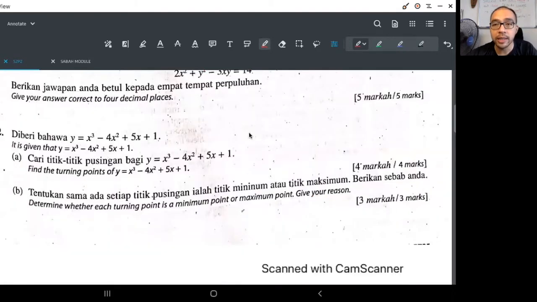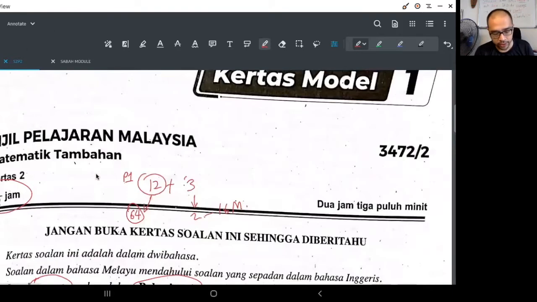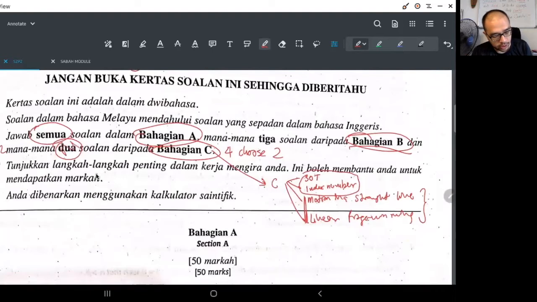Okay, section A, there's 7 questions. You have to answer all. Section B, there's 4 questions. You have to answer 3, correct? Yeah. 7, choose all, 4, answer 3, and then 4, answer 2. Okay, so there's a mistake over here. Okay, there should be 3. Tiga soalan. So 4, choose 3, 4, choose 2. This will be 7. Okay, all you have to answer.